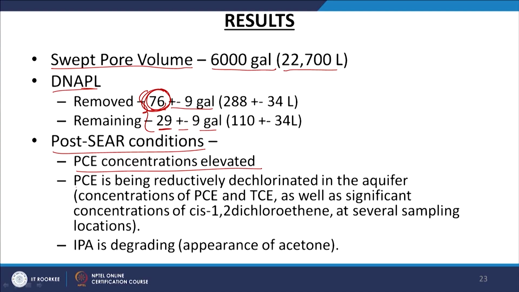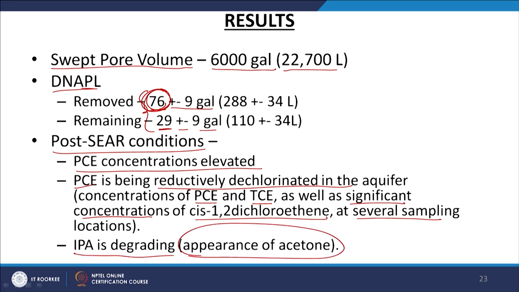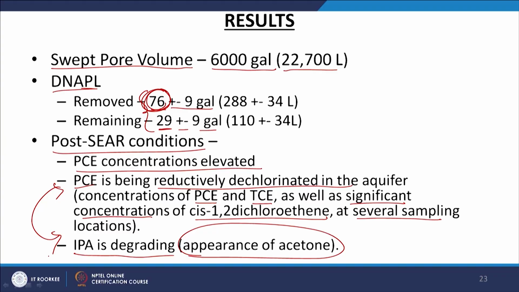And also they saw that PCE was being reductively dechlorinated in the aquifer, right, PCE and DCE. And how did they know that? Because 1,2-DCE, which is a byproduct, was present at significant concentrations at several locations. Also, the solvent that they injected, which was isopropyl alcohol, looks like it is also biodegrading. That is based on the relevant byproduct here, right. So that is something to keep in mind, or there could be a symbiosis between these two aspects, right.